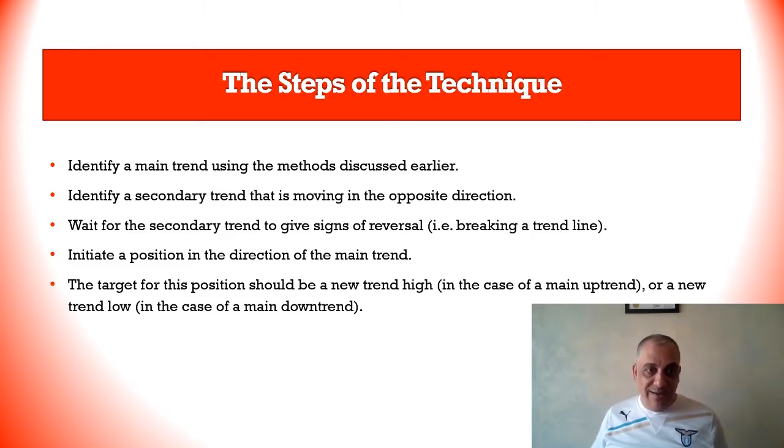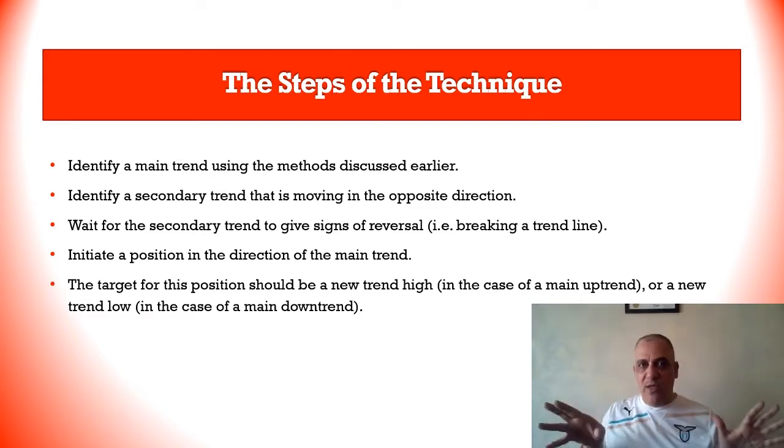So step one, identify the direction of the main trend. Step two, identify a secondary trend that is moving in the opposite direction. Of course, secondary trends are trends that always move in a direction against the main trend. So if I look at the chart, I see most of the chart is going down, then just a little part of it is moving higher. This is the secondary trend I'm talking about. I want you to focus on the small part that is moving higher against what you see all over the chart.